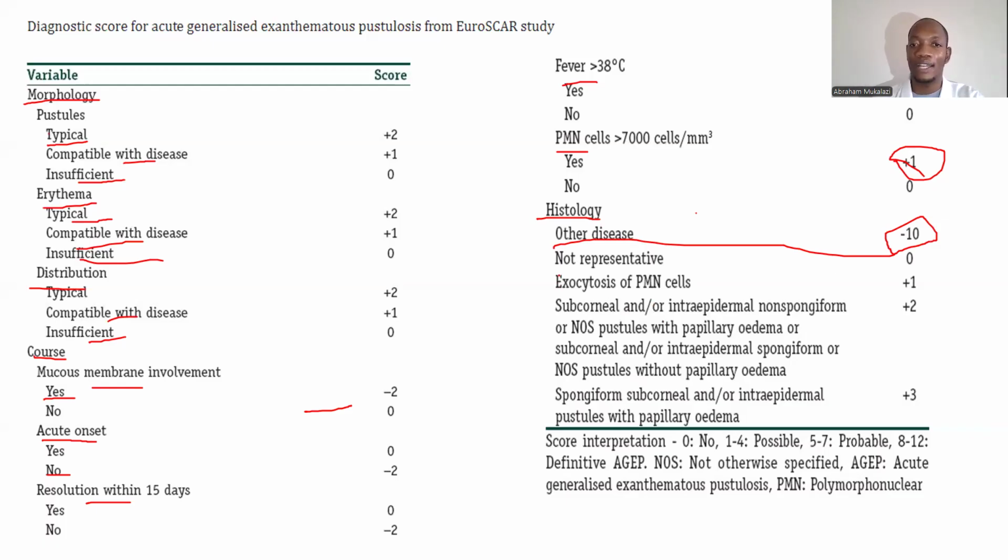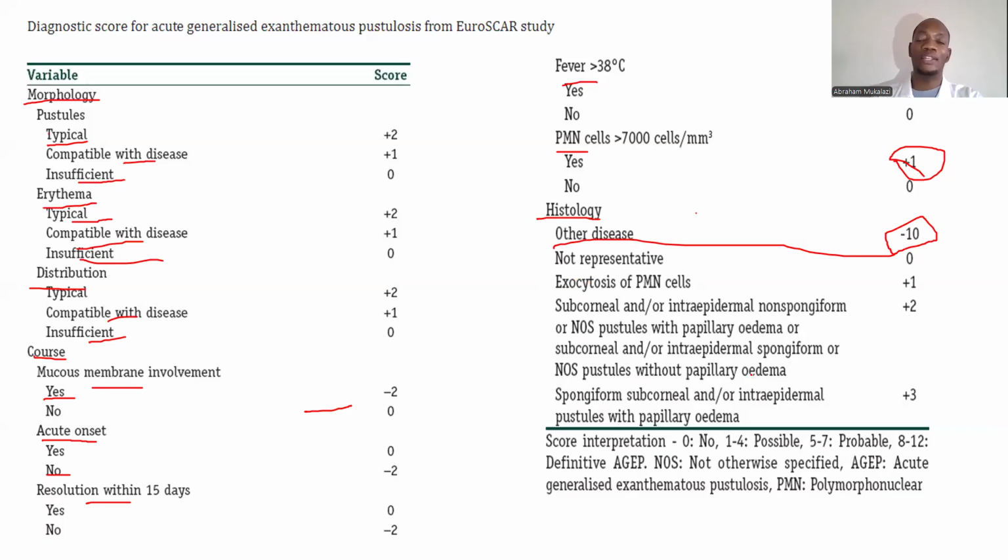So maybe if you take off a biopsy, you're not sure, and then the biopsy is telling you features of pustular psoriasis, that's now -10. So you drop the diagnosis of AGEP, then you think about something else.